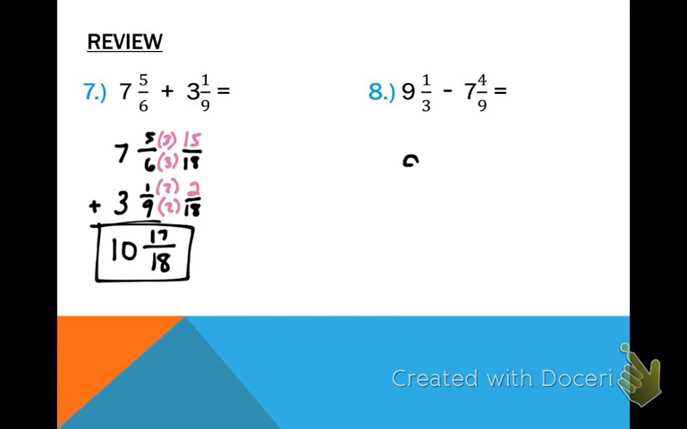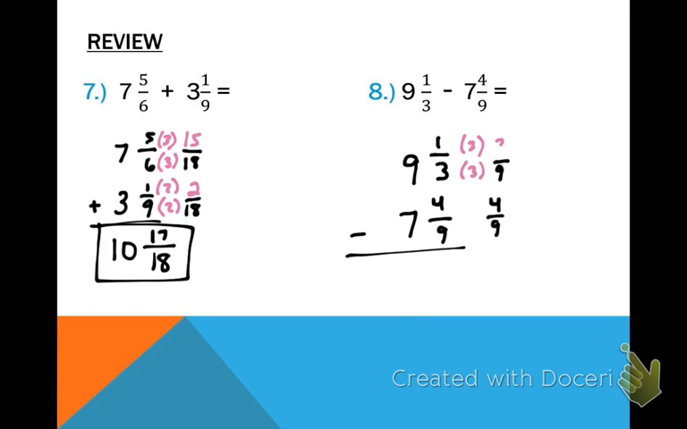Let's go to the next one, 9 1/3. Once again, you want to put one number right on top of the other one, minus 7 4/9. Help me out. Emma, what would my common denominator be? 9. Asia, what number do I need to multiply by to get that 1/3 turned into a 9th? Times 3, and what do you get? 3/9 is correct, okay?